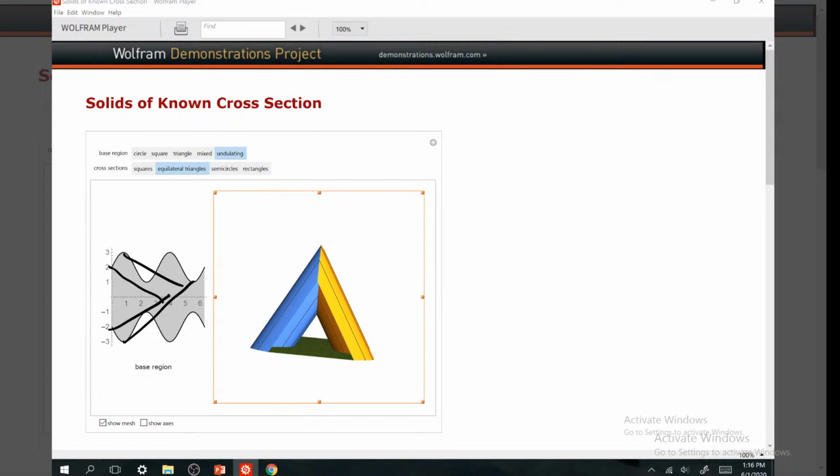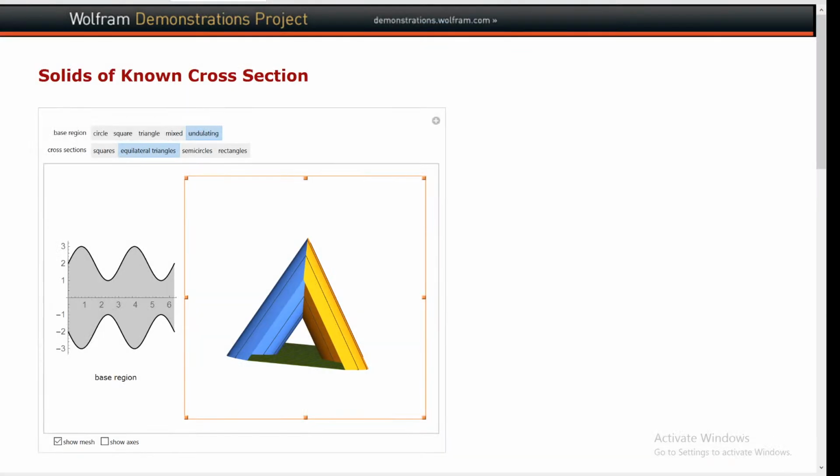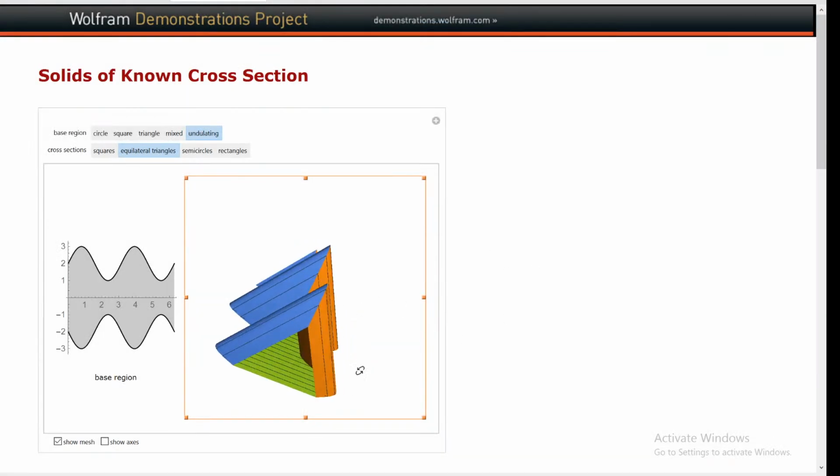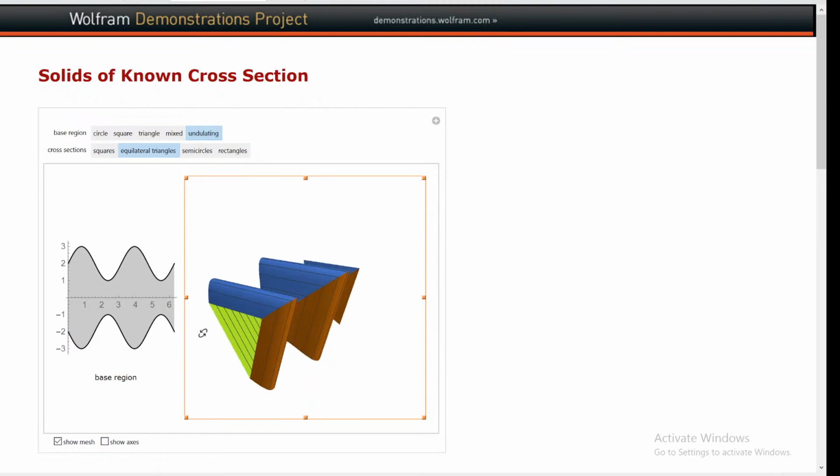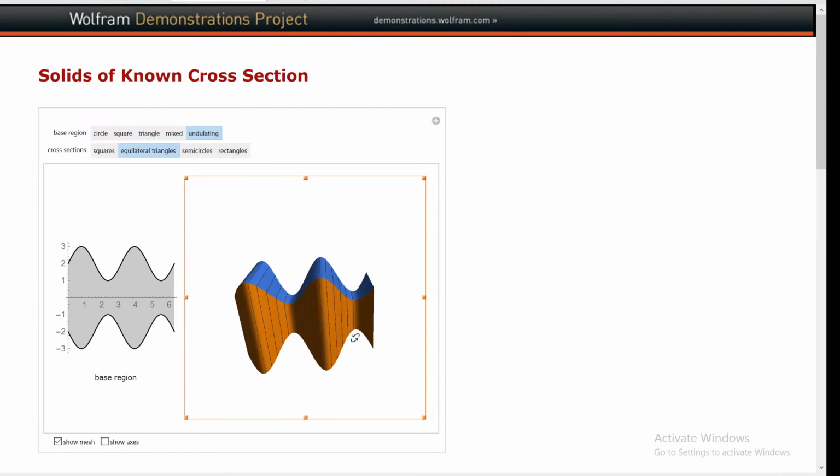And the resulting shape is the shape that's created when you put all those triangles up into 3D based on the different bases. So when the curves get closer together, our triangles are smaller, and when the curves are farther apart, our triangles are bigger.